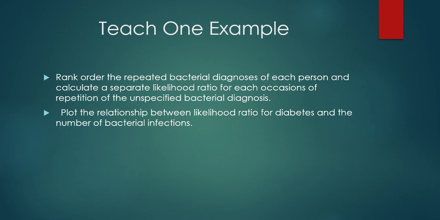For this Teach One assignment, I'm going to rank order the repeated bacterial diagnosis of each person and calculate a separate likelihood ratio for each occasion of repetition of the unspecified bacterial diagnosis. And then once that's done, I'm going to plot the relationship between likelihood ratio for diabetes and the number of bacterial infections.